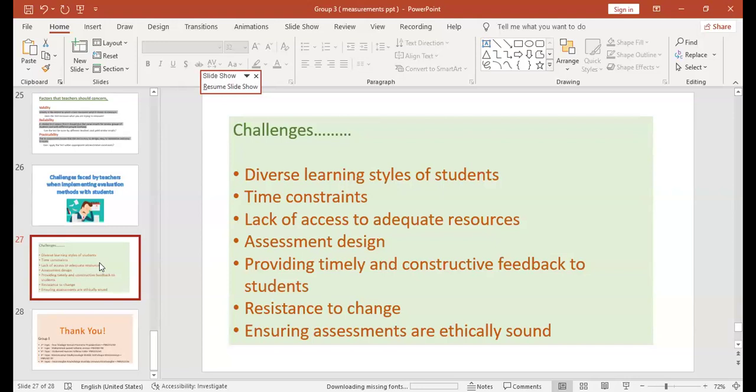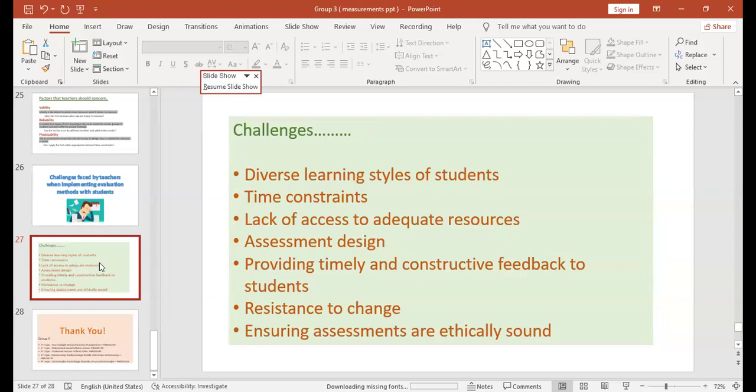And next challenge will be resistance to change. Students have practiced old methods. Therefore, they will resist new evaluation methods, and they will be willing to do the methods as they have practiced earlier. This will be a very big challenge to the teachers.